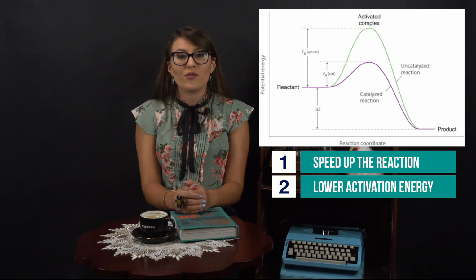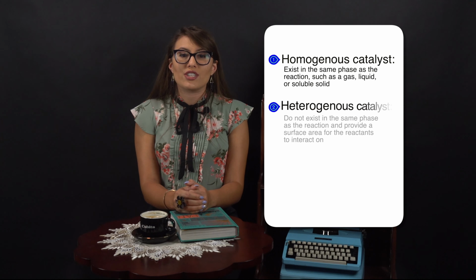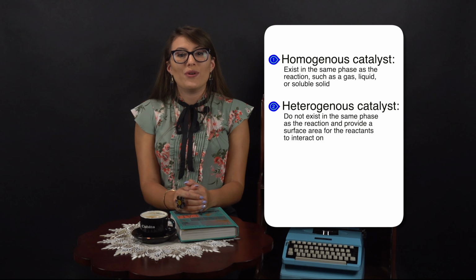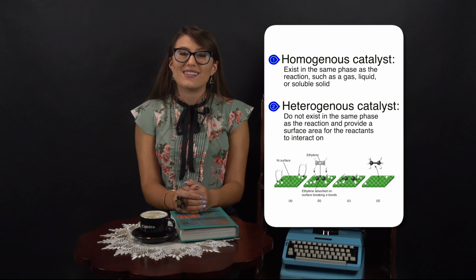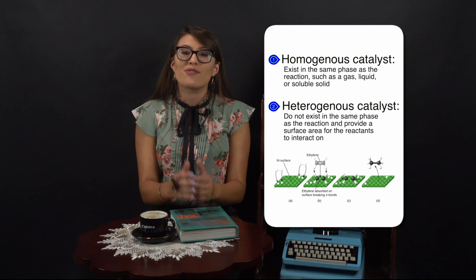There are two different classifications of catalysts. There are homogeneous catalysts that exist in the same phase as the reaction, such as in a gas, liquid, or a soluble solid. And then the other classification is a heterogeneous catalyst, which is not in the same phase, in which these catalysts provide a surface area for the reactants to interact on.